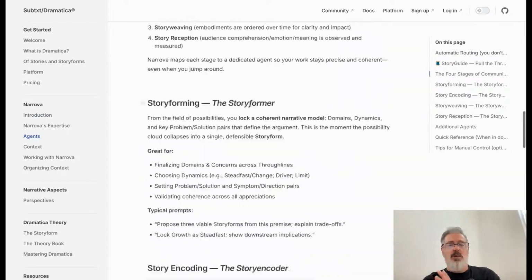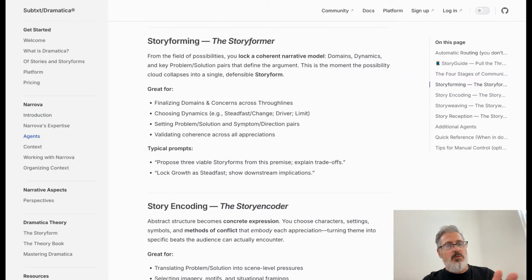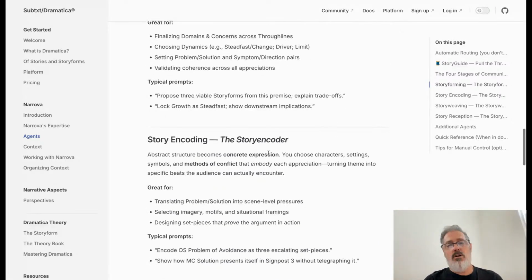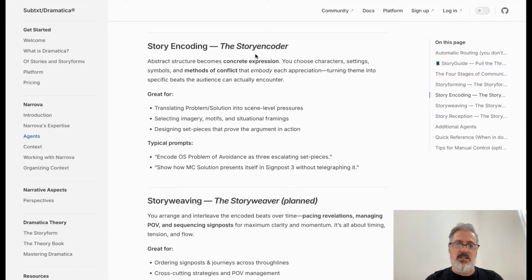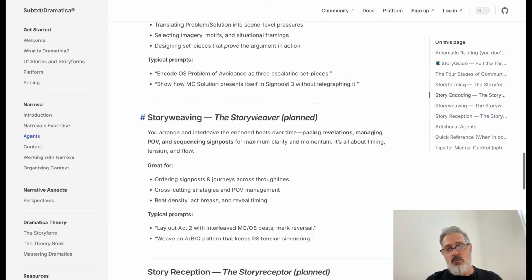So story forming, you can have Narova help you figure out the story form, or you can use the Storyform Builder like I showed today, or if you have your story form, you want to just basically live in story encoding where you can just work everything out. Once you have all that illustrated, you'll be exhausted and you're like, okay, well, that's great. Now what do I do? That's when you go into story weaving.